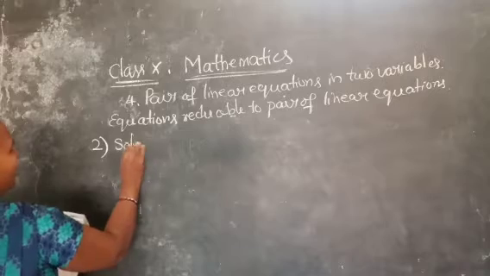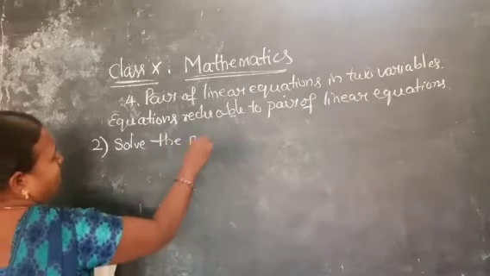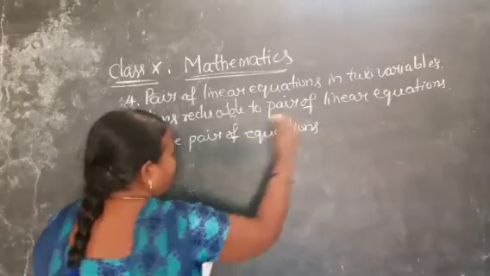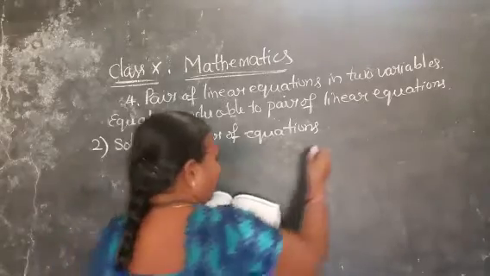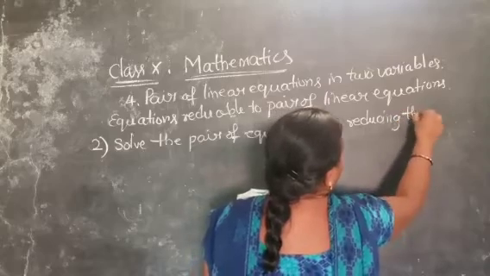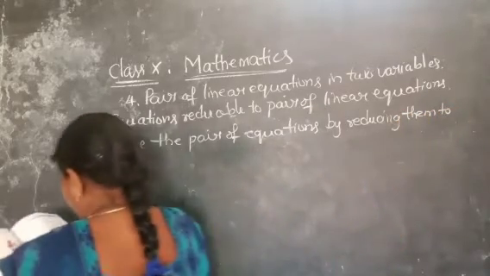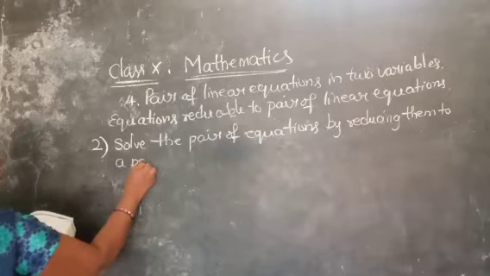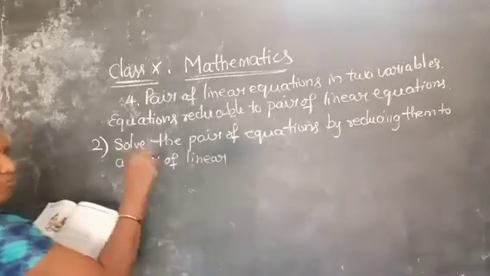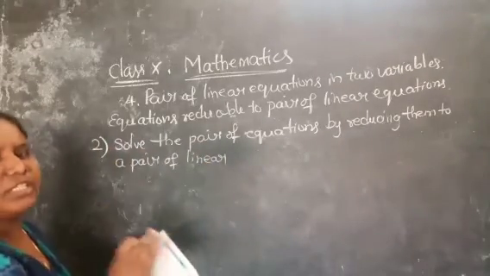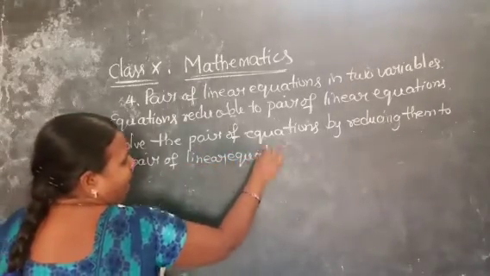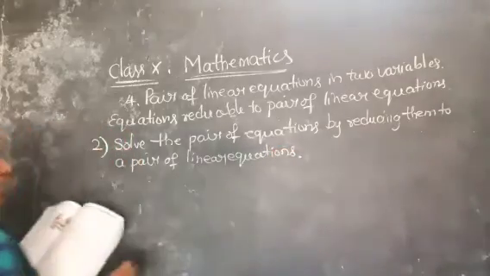Solve the pair of equations by reducing them to a pair of linear equations. First reduce the given equations into a pair of linear equations, then solve them. This is project second question.